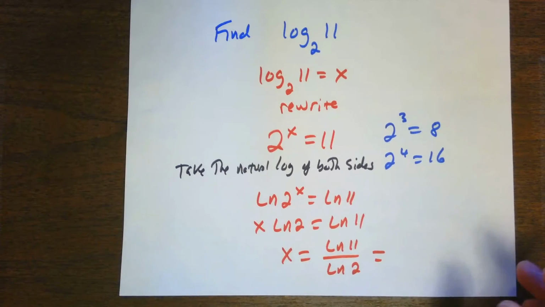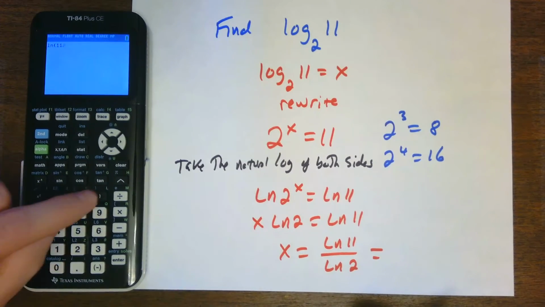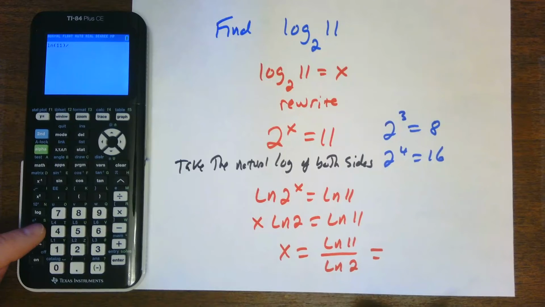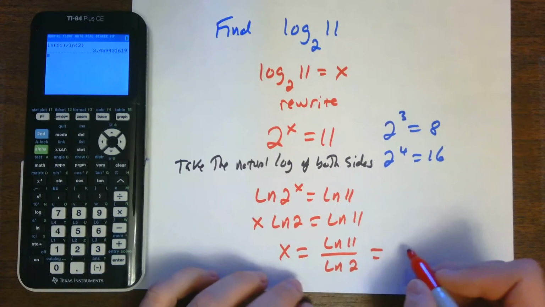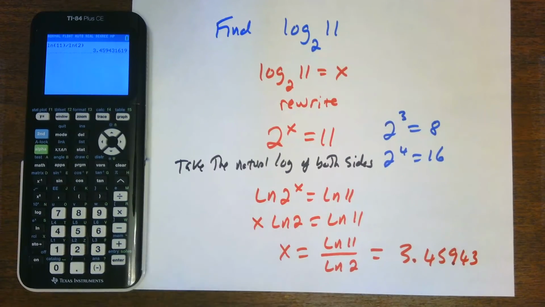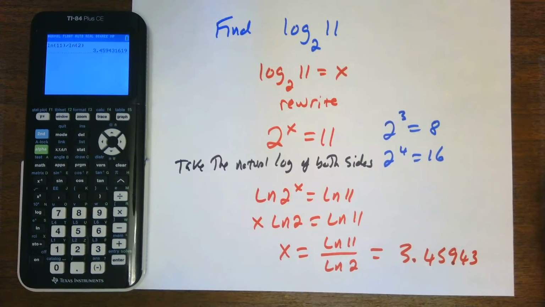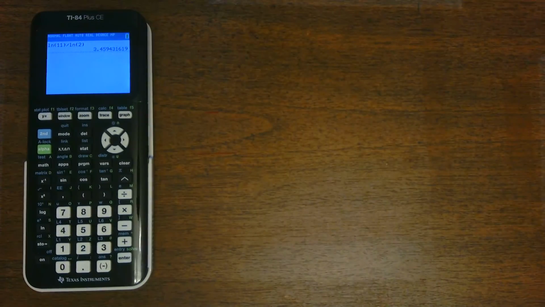Which is, here comes the calculator again, natural log of 11, close parentheses, divided by natural log of 2, close parentheses, and I'm getting 3.45943 approximately. Just like we guessed, somewhere between 3 and 4. All right, so this brings us to, if we put these last two problems together, we've got a whole new formula now. And here it is, the change of base formula.